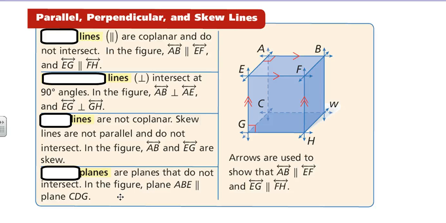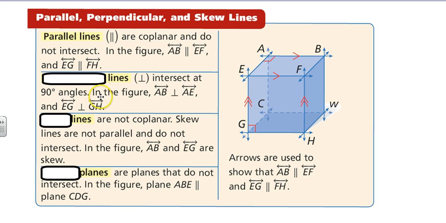So let's look at these definitions and see what we can see in this figure here. What kind of lines are coplanar and do not intersect? Well, those would definitely be parallel lines, right? So in this figure, parallel lines are noted with arrows. A single arrowhead would say that AB is parallel to EF. Double arrowheads would state that these segments, FH and EG, are parallel. We could go to triple arrowheads or another pair of parallel lines if we wanted to, so I think you understand that.